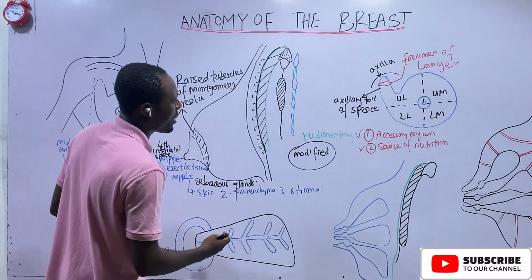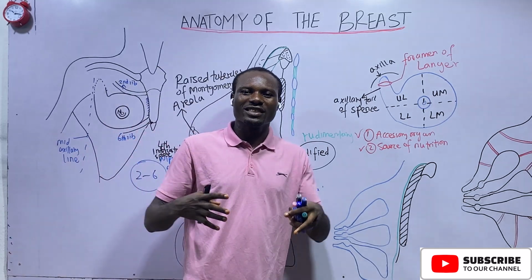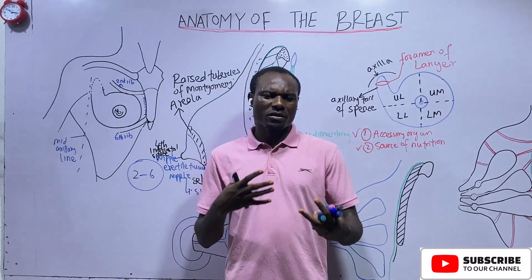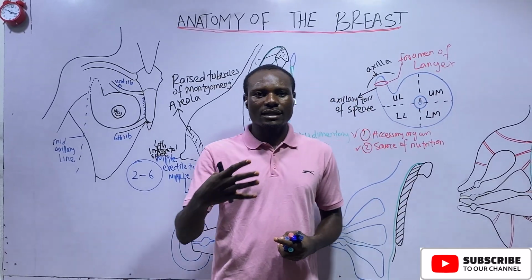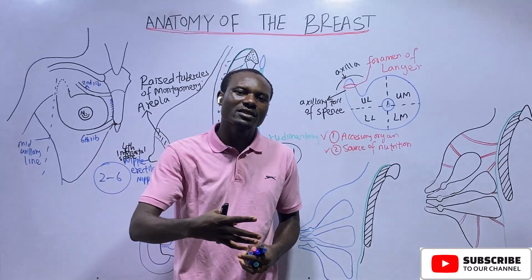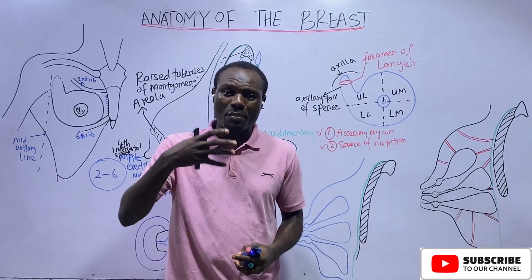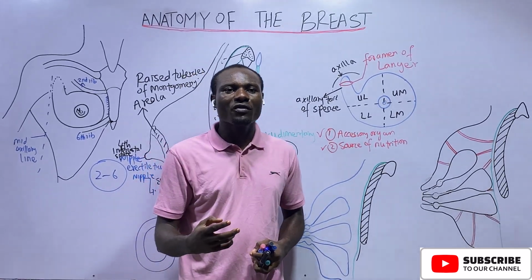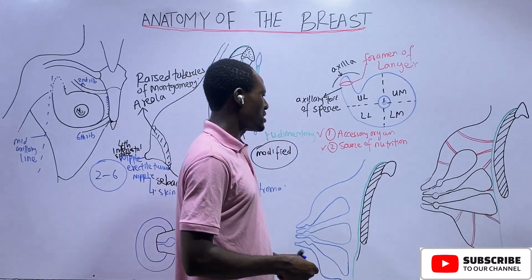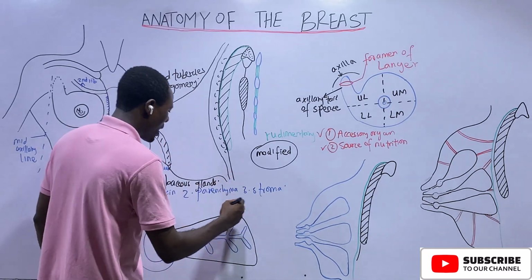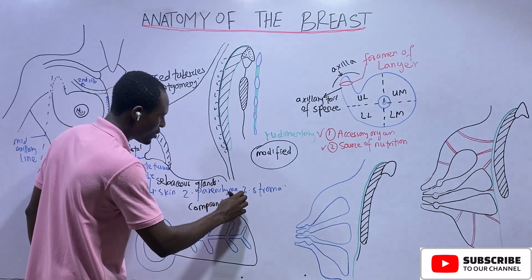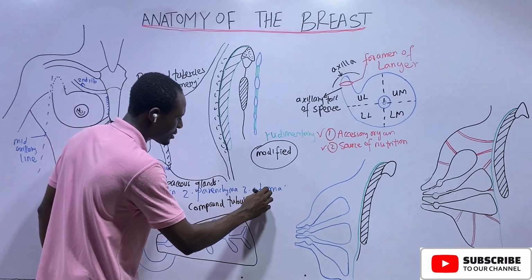Then the next is the parenchyma. So the parenchyma of the breast is the glandular portion of the breast. It is the secretory portion of the breast. And what does that mean? It simply implies that the major function of the breast is dependent on what is happening at the parenchyma. So the parenchyma of the breast is simply a compound tubulo-alveolar gland.